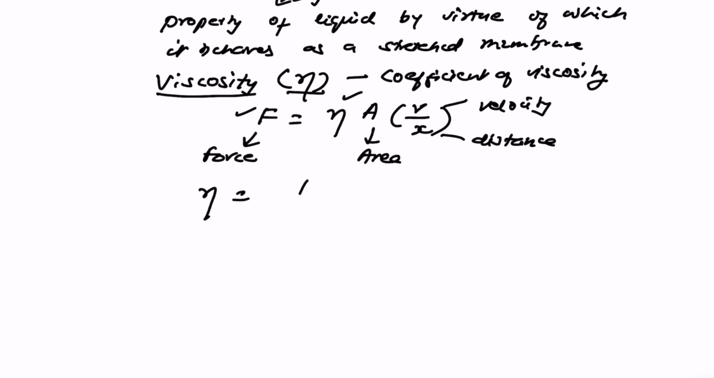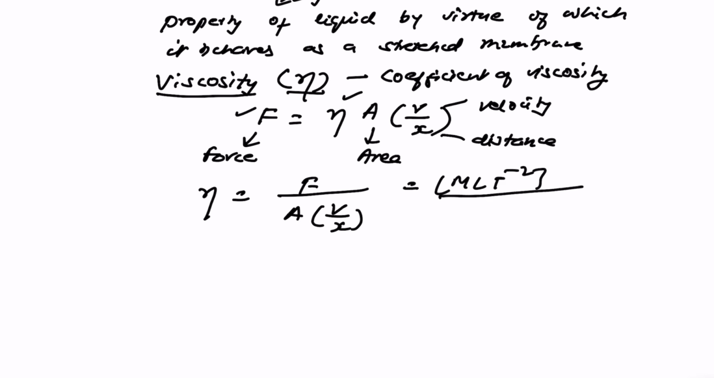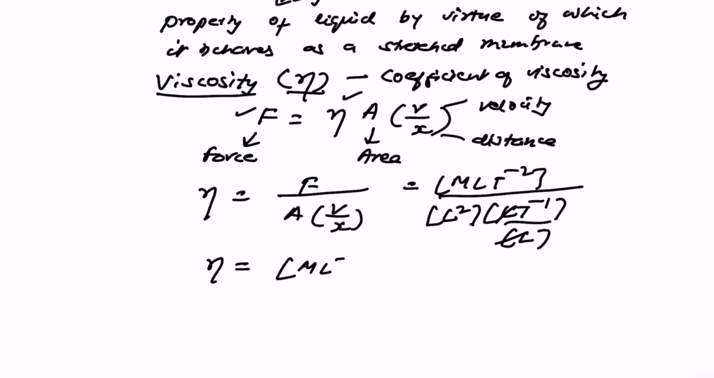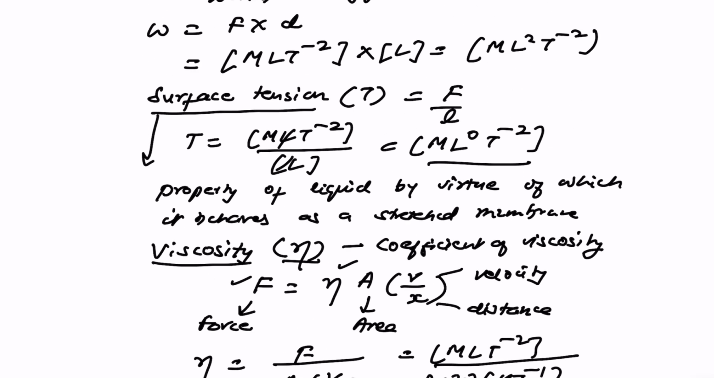So the dimension of neta will become F upon A into V upon x. Now the dimension for force is how much? MLT minus 2. The dimension of area is L square. Velocity is LT minus 1. Distance is L. So L and L will cancel. On going in the numerator, that will become ML minus 1 T minus 1. So do remember the dimension of coefficient of viscosity is ML minus 1 T minus 1.